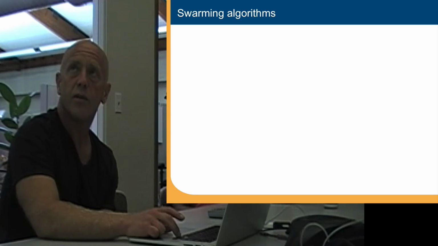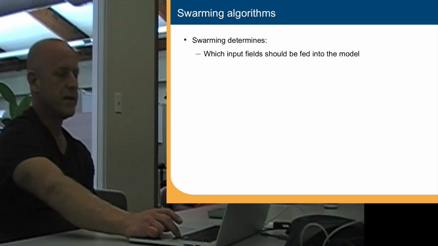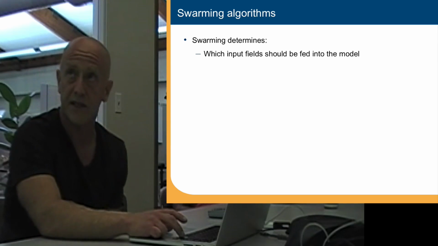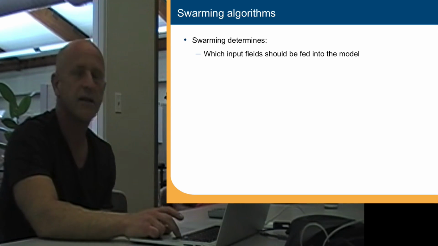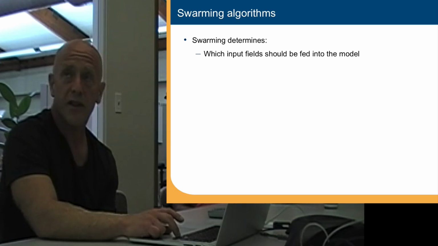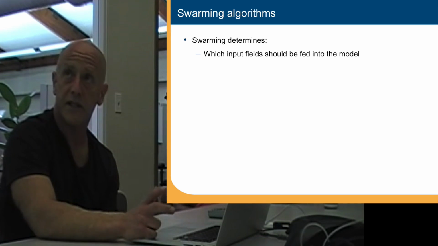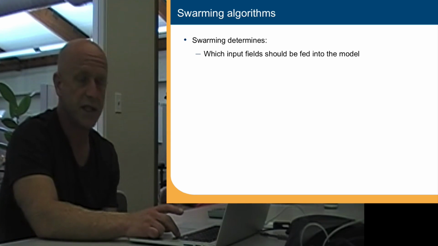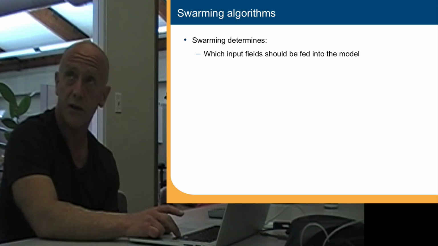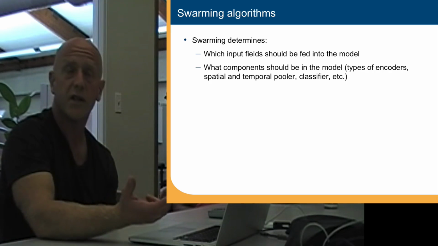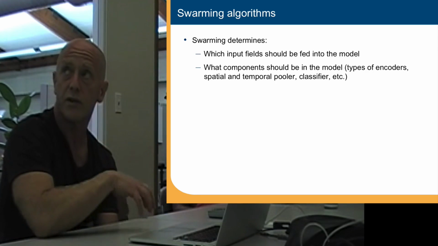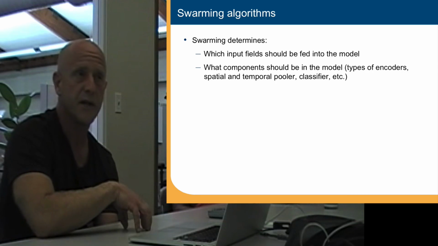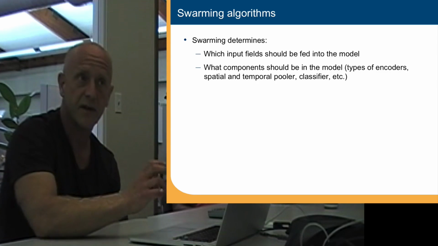I'm going to go a little bit more into the swarming algorithms now, and this is basically how a worker figures out which model to try next. There are a number of things that have to be determined. One is which input fields the model is going to use. Another is which components should be in the model, like which types of encoders you're going to use. Are you going to have a spatial and temporal pooler? You could also decide what kind of classifier you want in there.